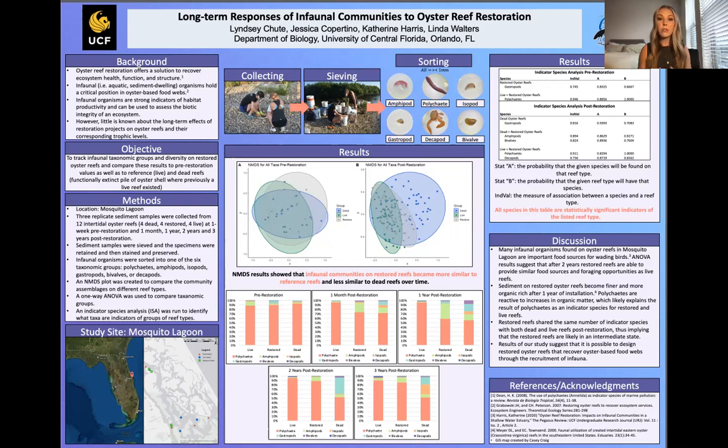And then once we had our samples, we took them back to the lab and we sorted the infauna into one of the 6 groups listed on the flow chart. And then from there, we ran a bunch of tests.